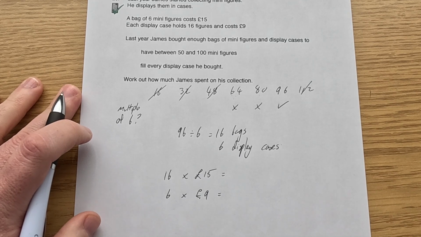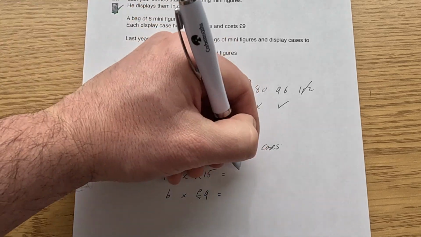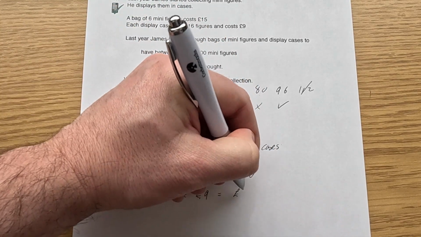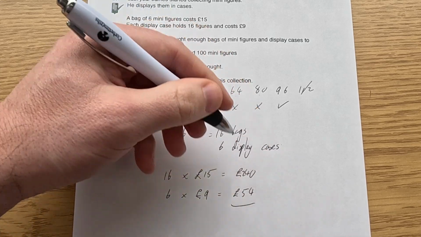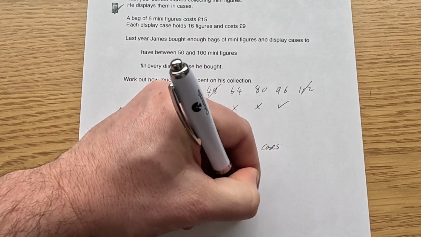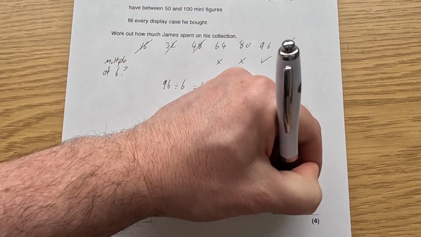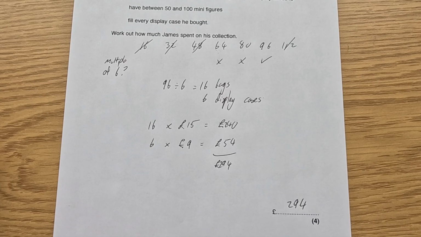So 16 multiplied by 15 is equal to £240. And 6 times 9 is equal to £54. And then if we add those two together, that's equal to £294. So that means that James has spent £294 over the last year on his minifigure collection.